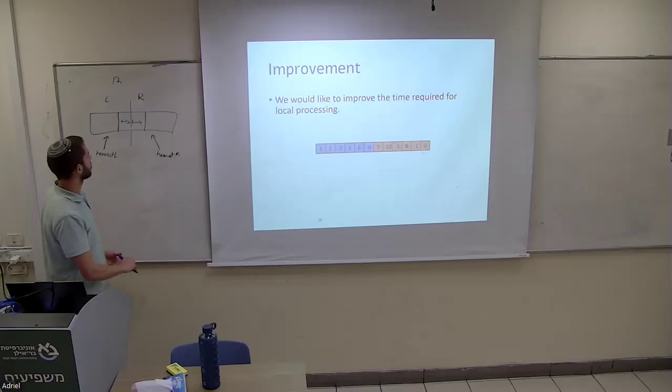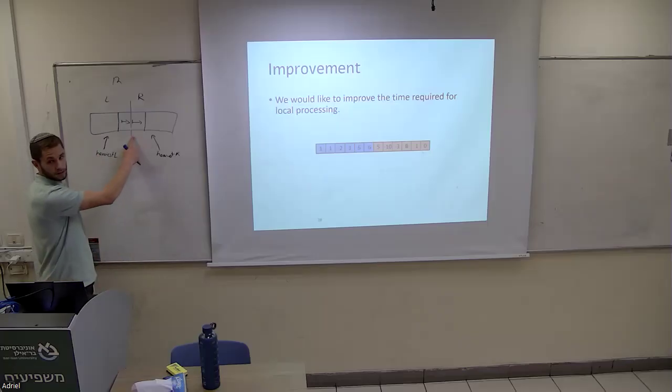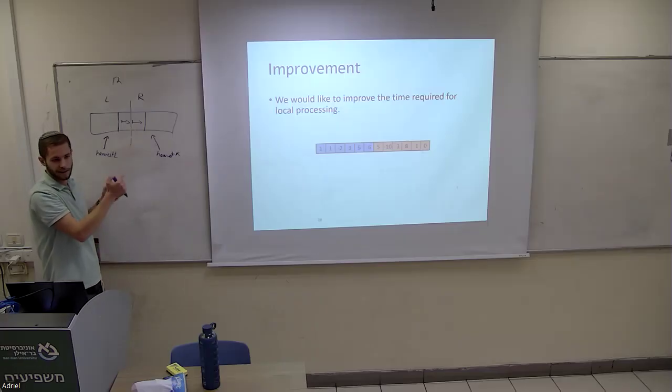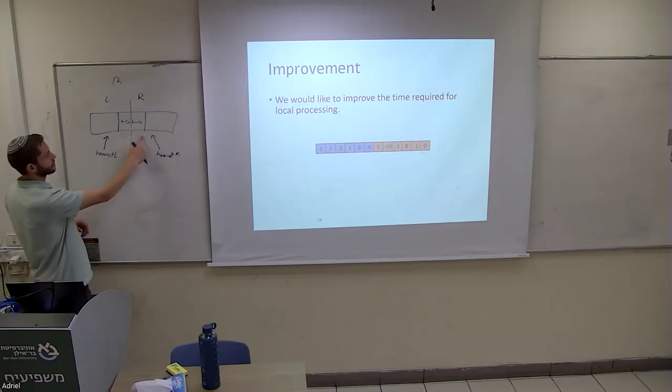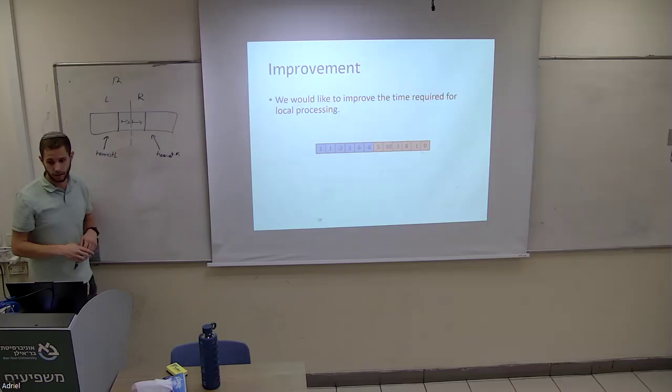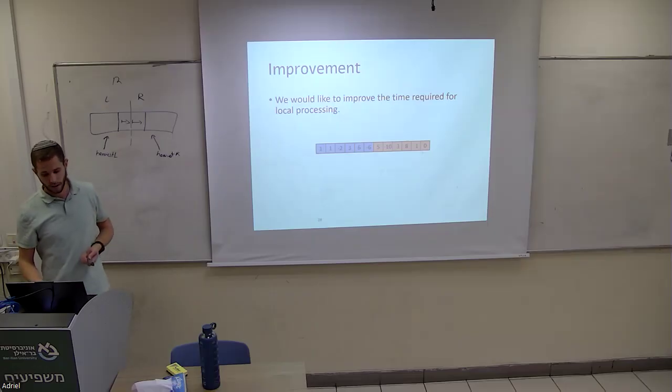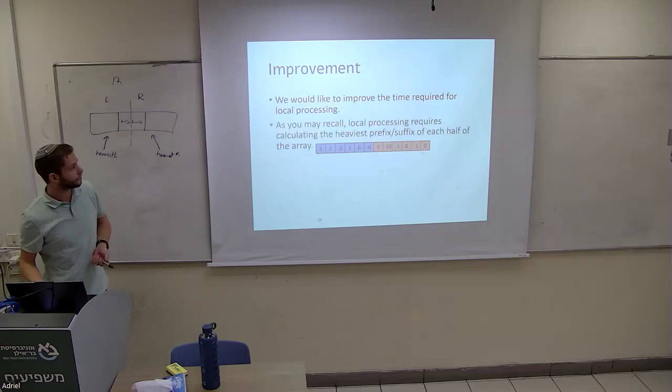If you already know what the heaviest prefix is and the heaviest suffix of every recursive call, I can just take those, right? And then it's O of 1, because I already know the heaviest prefix and the heaviest suffix for this one. You just add them together. Addition is O of 1. So what are we gonna do?